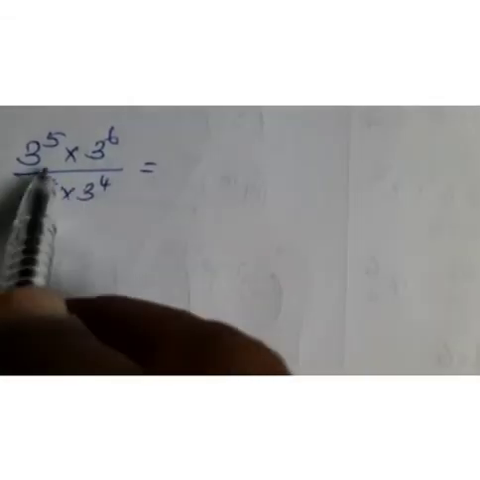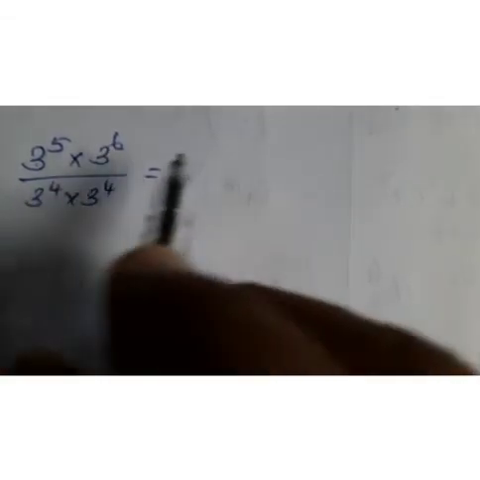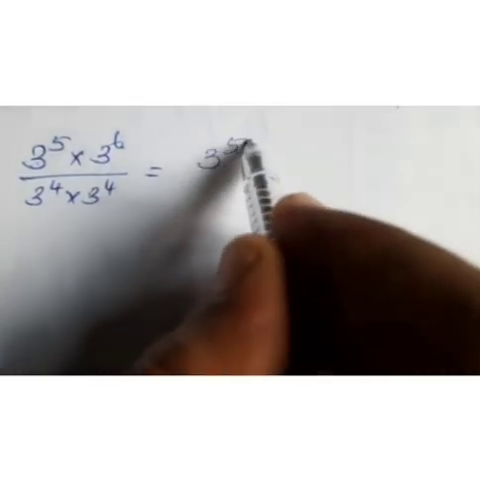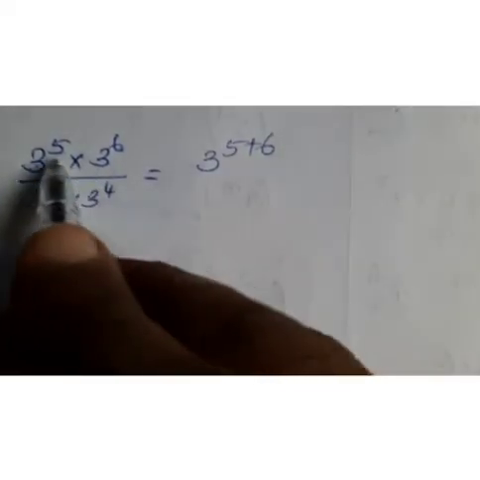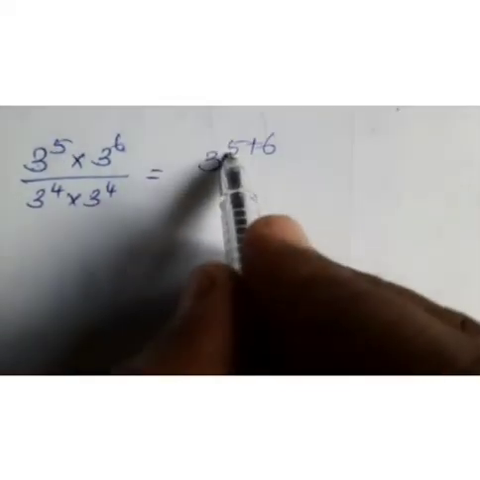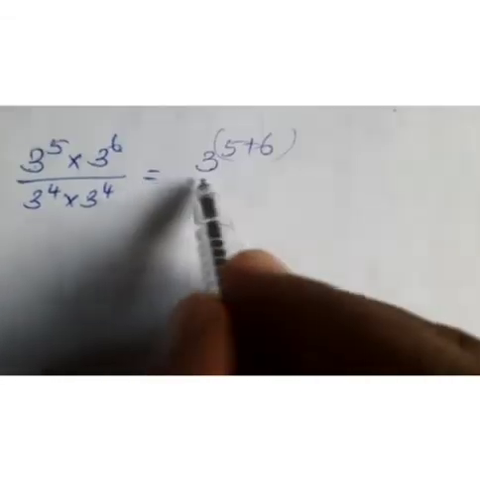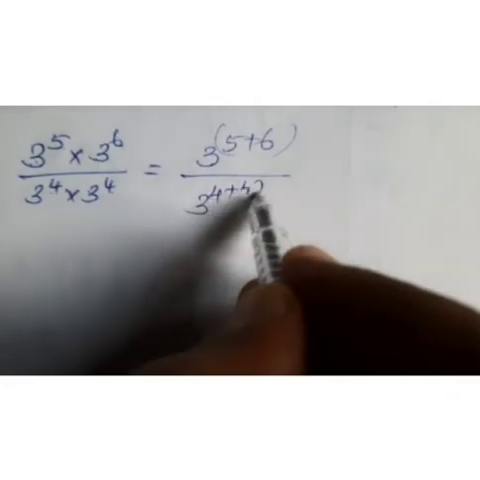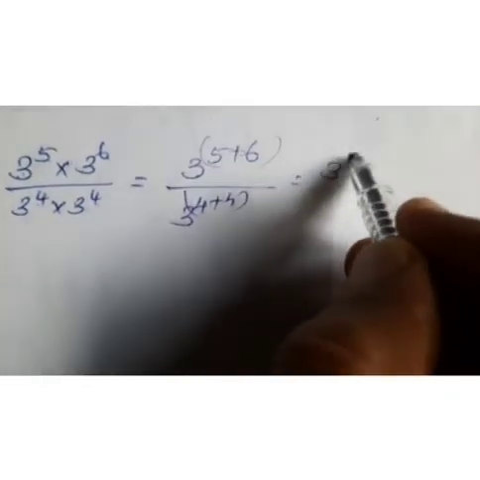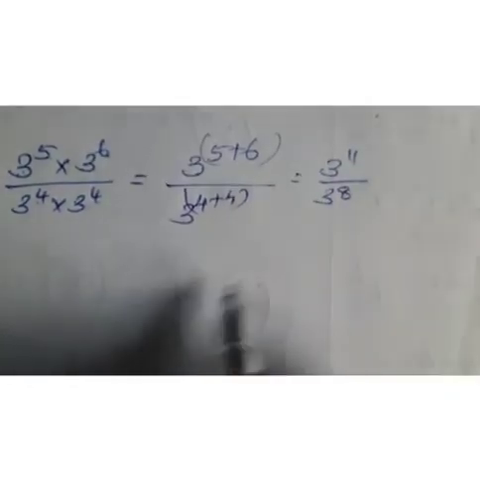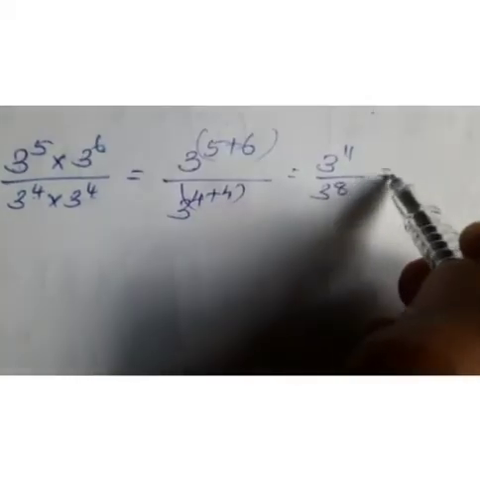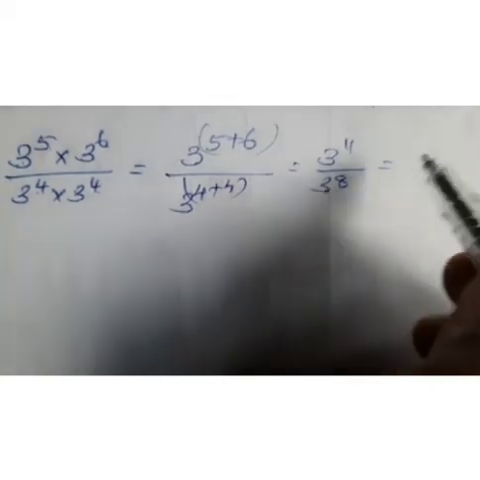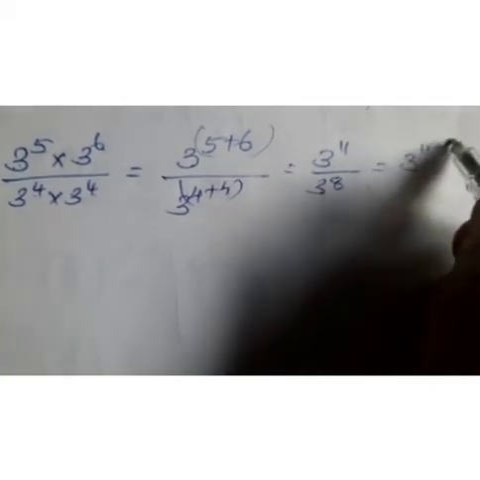So see the first one, 3 raised to 5 into 3 raised to 6. How we can write? a raised to m into a raised to n is a raised to m plus n. 3 raised to 5 into 3 raised to 6 is 3 raised to 5 plus 6 by 3 raised to 4 plus 4. It is 3 raised to 11 by 3 raised to 8 you will get. So now it is division rule. What is the division? a raised to m by a raised to n is equal to a raised to m minus n. So 3 raised to 11 minus 8.